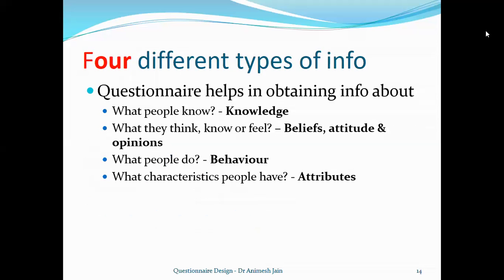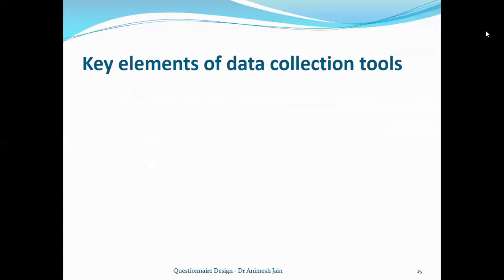So to summarize, you can get 4 types of information, that is knowledge, beliefs, attitudes and opinions, behavior, and attributes. So these are the 4 different types which can be asked singly or in combination.